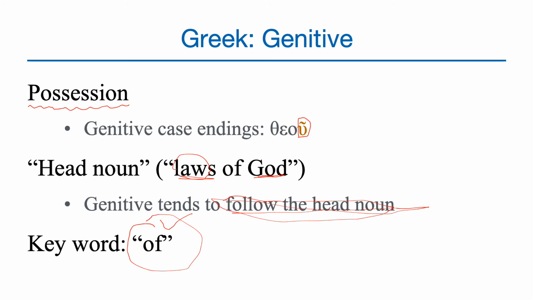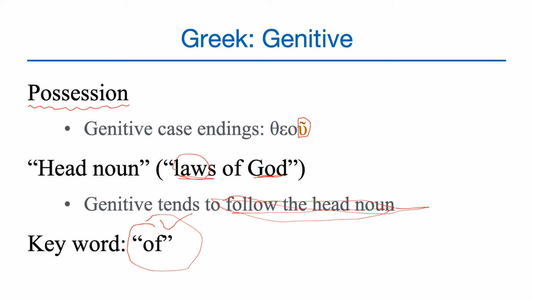In the Greek genitive, it is similar in terms of indicating possession, but you have to recognize the Greek genitive by its ending, this upsilon, and then you have to understand what a head noun is in Greek. And here, laws of God, laws are the head noun, and then God is in the genitive, and you translate it of God, laws of God. The genitive will always follow the head noun. It will never come after the head noun. So try to remember this. Genitives tend to follow the head noun. So here, of God has to follow laws.